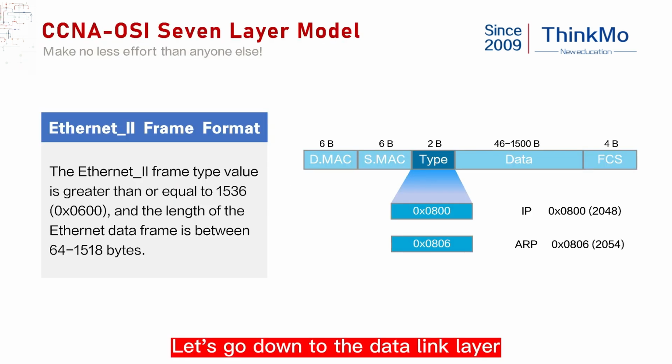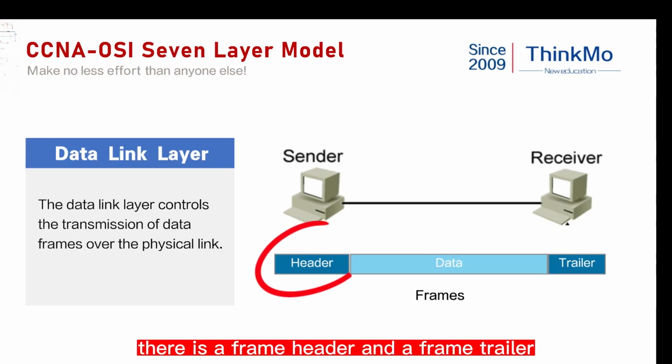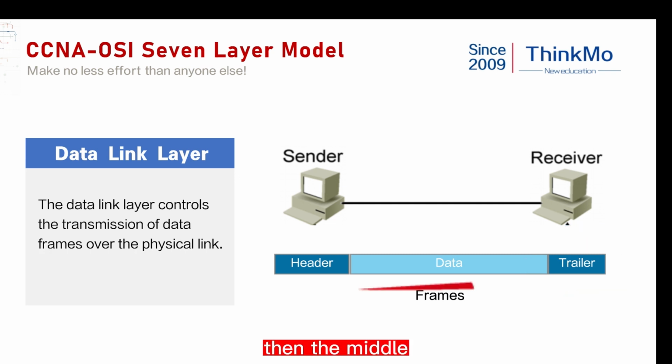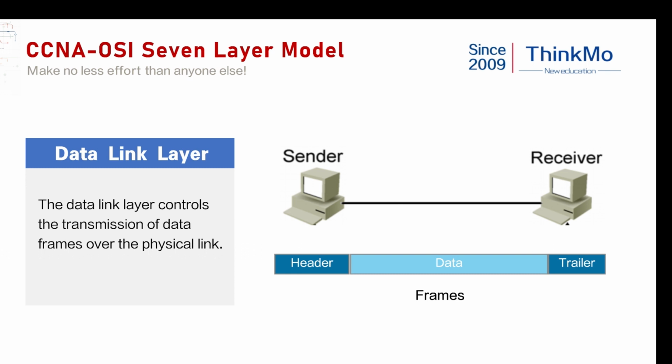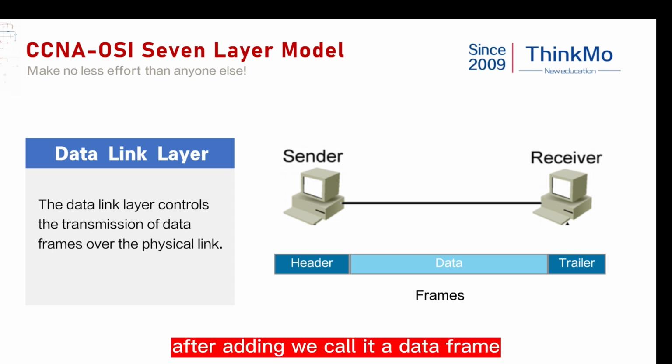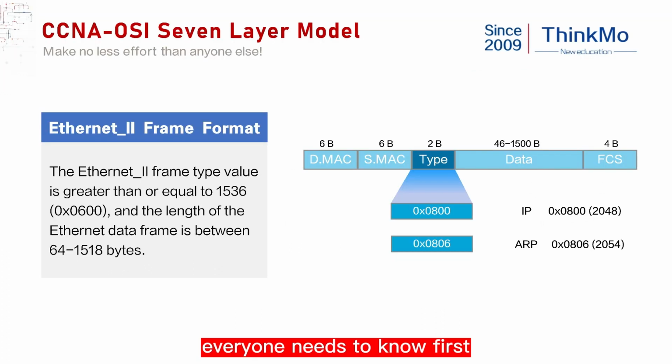Let's go down to the data link layer. For the data link layer, we will only cover one, Ethernet II. Let's just take a look here. For our data link, there is a frame header and a frame trailer. Then the middle, in fact, this passage is our packet. After several layers of packaging, we call it a packet. Layer 2 plus a frame header and frame trailer. This is called the data link layer. After adding, we call it a data frame. It's a name. Everyone needs to know first.